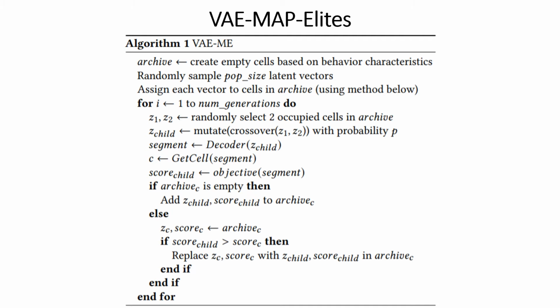So for each generation, we select parent vectors by choosing two occupied archive cells at random and perform uniform crossover and mutation to produce a child vector. We then forward this child vector to the VAE decoder to obtain the level segment and determine the appropriate cell for it based on the chosen BCs. We also run the agent-based playability objective on the segment to compute the fitness score. And if the assigned cell is empty, we add this child vector along with its score. Otherwise, we do so only if the score is greater than that of the vector that was already in the cell. And this procedure is then repeated for the remaining number of generations.